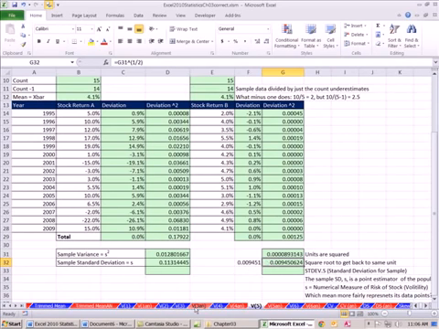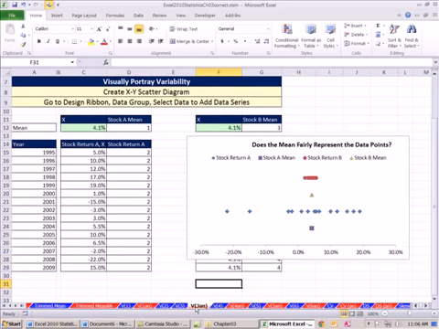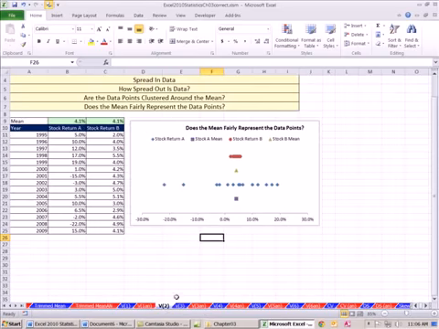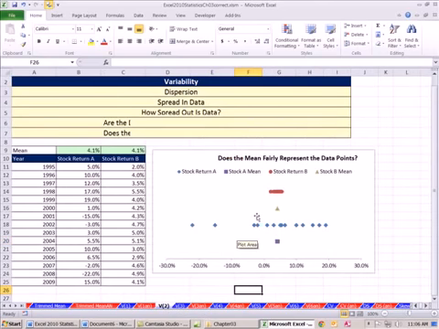Let's go back over to V3A or V2, whichever one. The same chart is there.